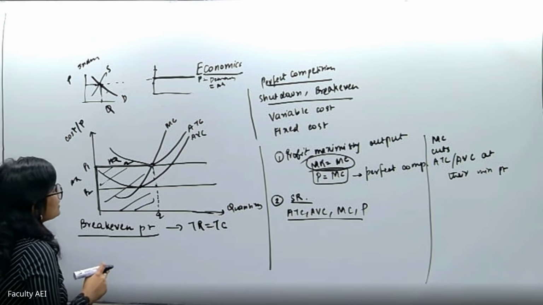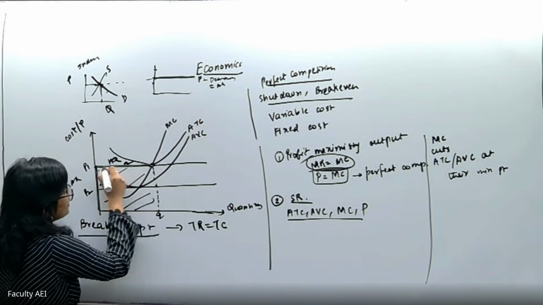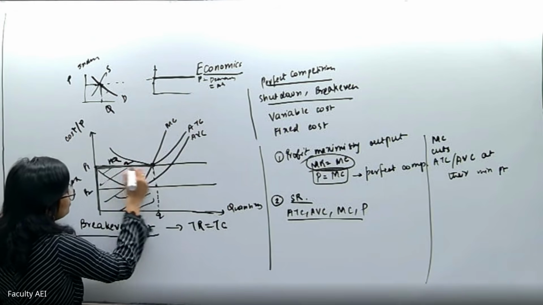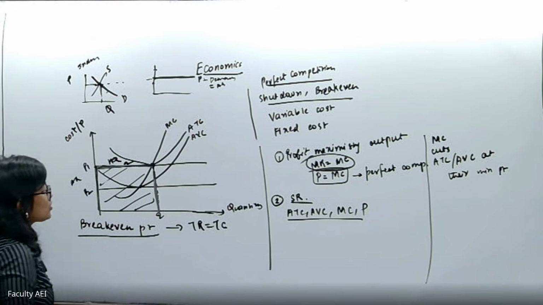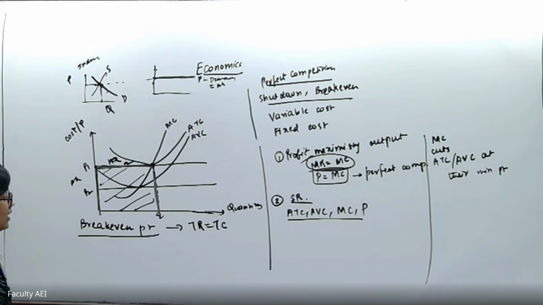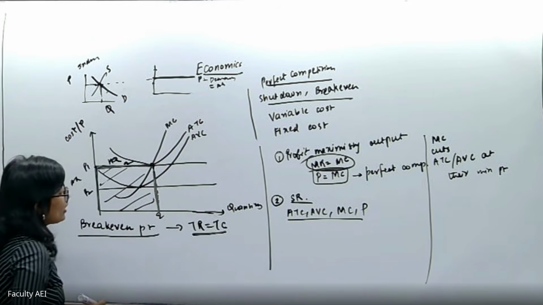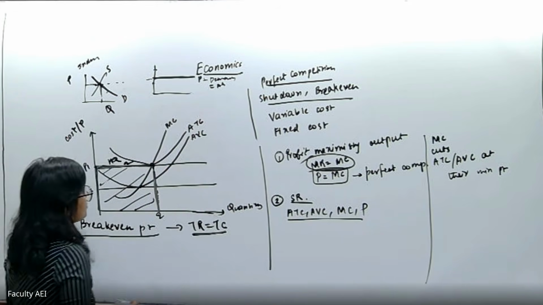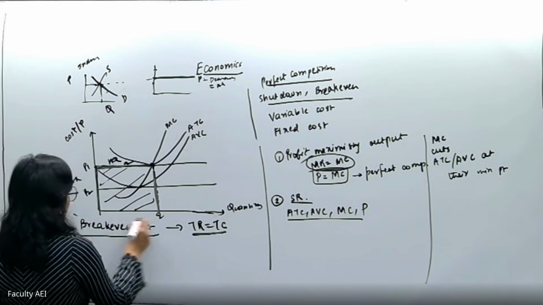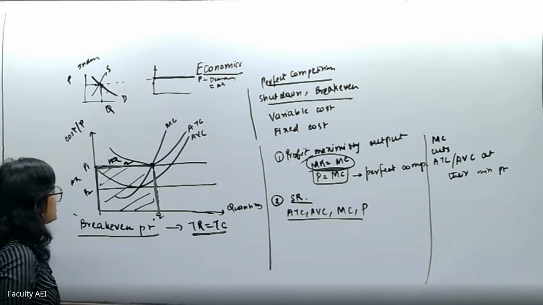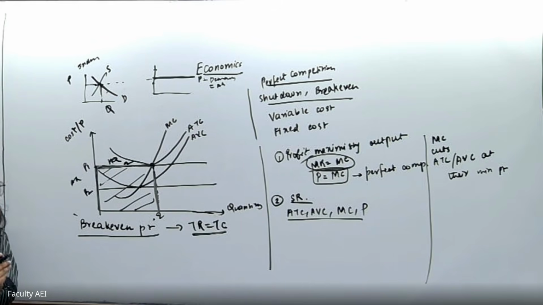And cost is what? Total cost. Again, it's the same thing. Here you have average total cost. This is my average total cost into quantity. So average total cost into quantity is my total cost. So total revenue is equal to total cost. So this would be my break even point, where total revenue is equal to total cost. So this is done, break even point is done. Okay, here my P1 is equal to the average total cost.